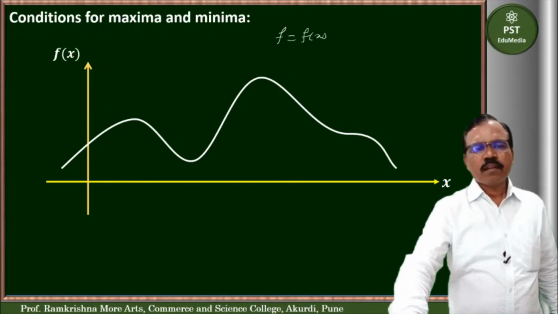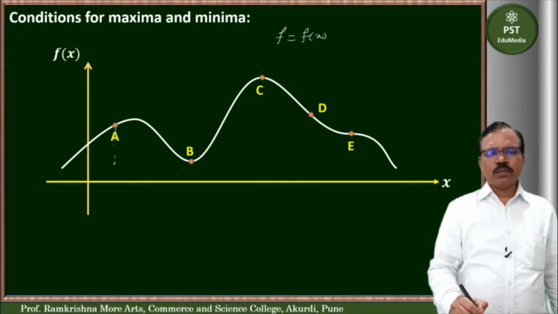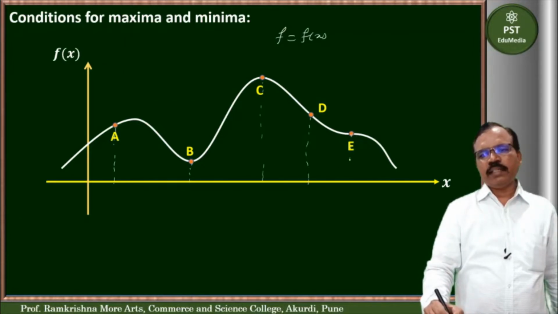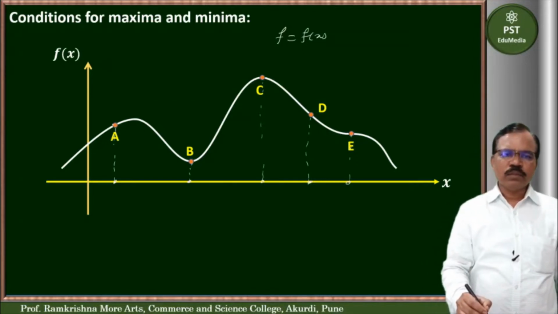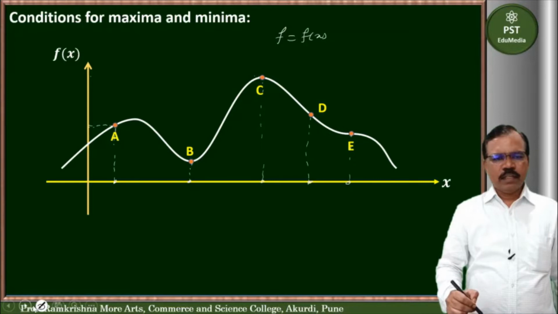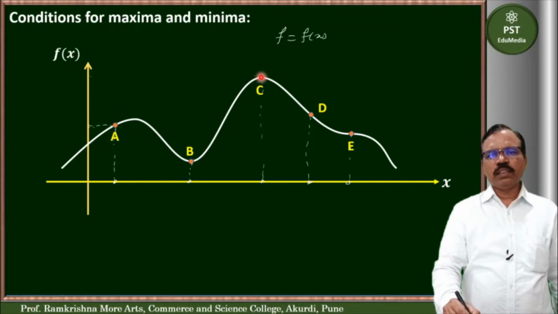Now let us take different points on the curve. So point A corresponds to this value of x, point B corresponds to this value of x, point C corresponds to this value of x, point D corresponds to this value of x, and point E corresponds to this value of x. So these are different values of variable x, and corresponding to these values, f of x has values here. Corresponding to point A, you will get f of x here, corresponding to point B, you will get f of x here, corresponding to C, you will get f of x here.